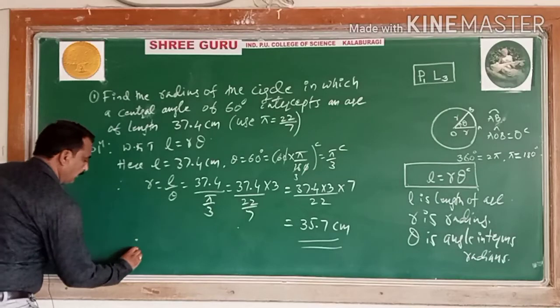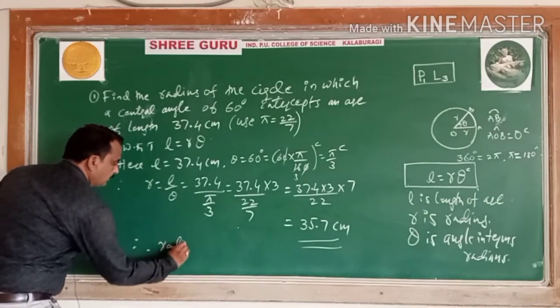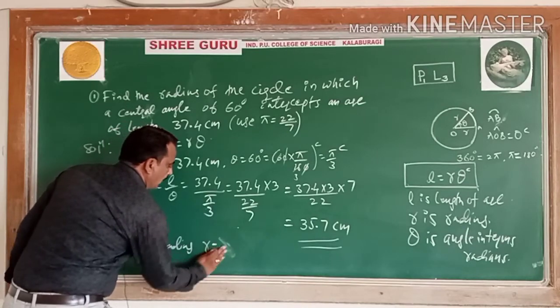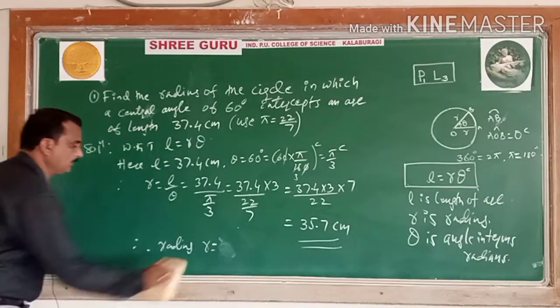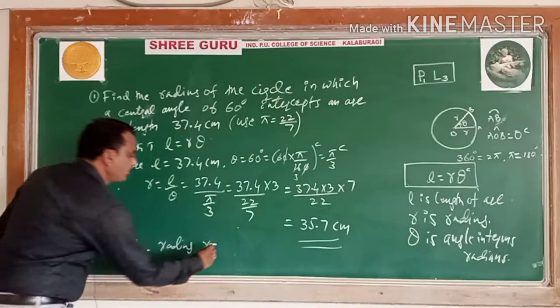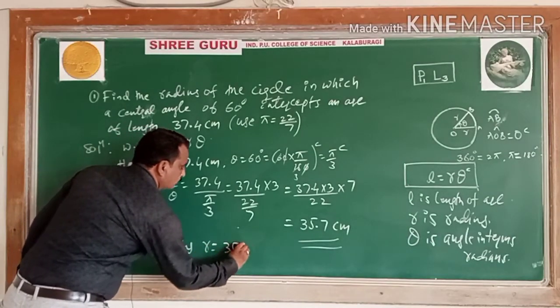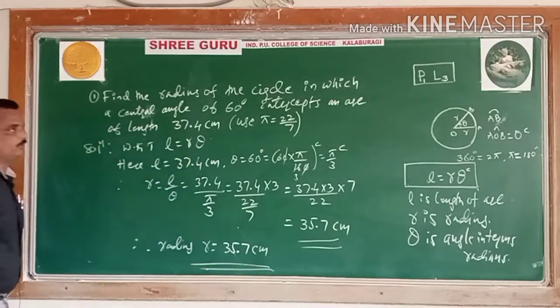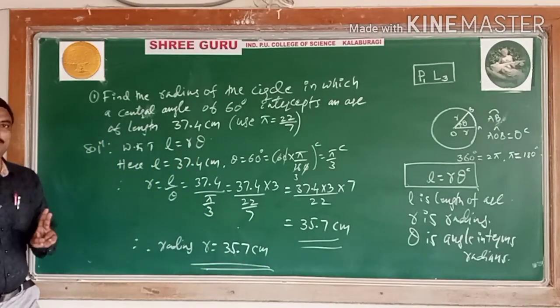So therefore, you have to write the conclusion. Therefore, radius R is equal to 35.7 centimeter. After completion of the problem, you should write the result like that. This is your required answer. So like that, these are 2 marks examples.